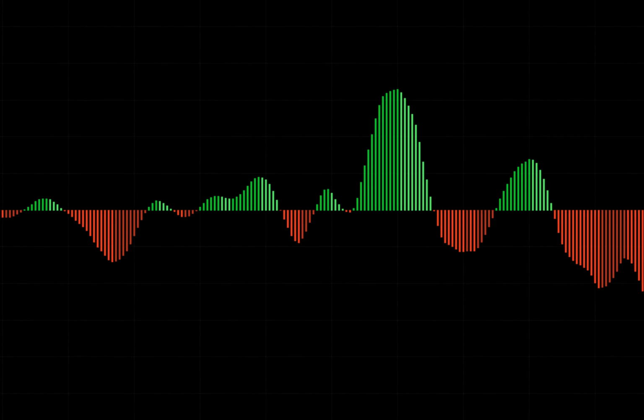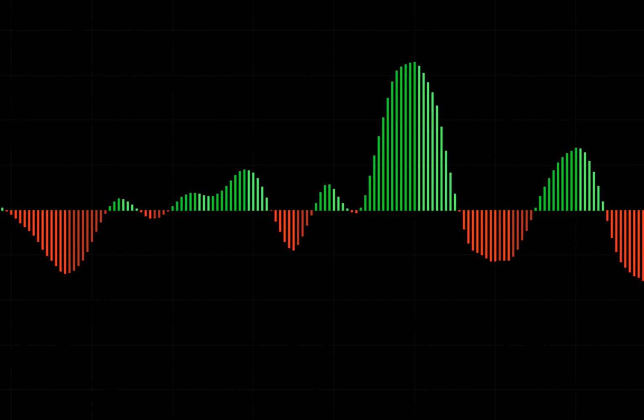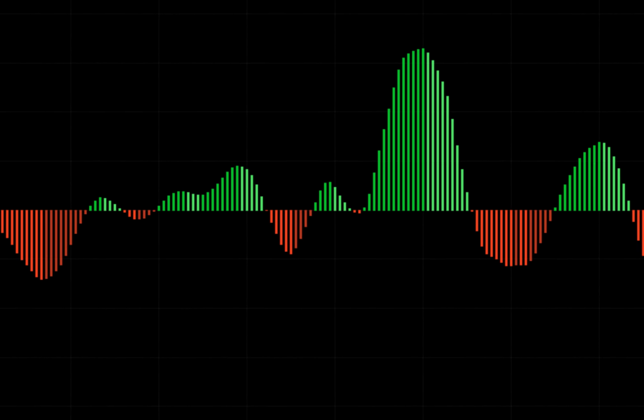If the histogram bars are green, we're in an uptrend. Red bars signal a downtrend. This gives us a reliable confirmation of the market's momentum.